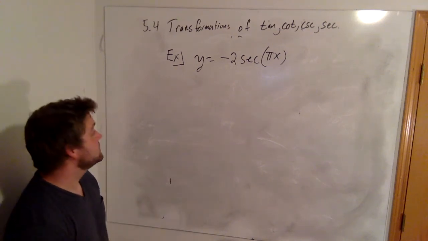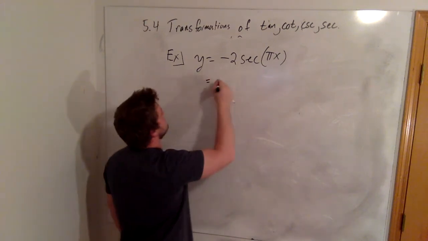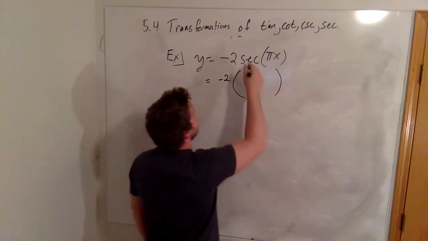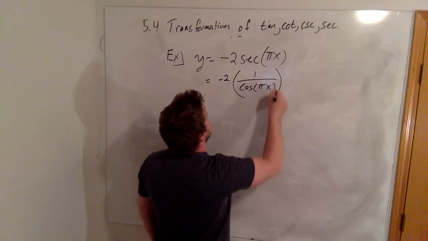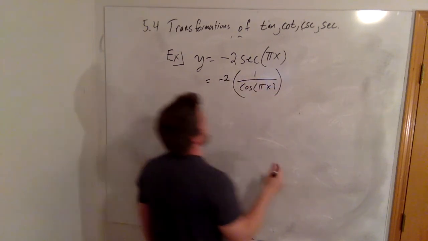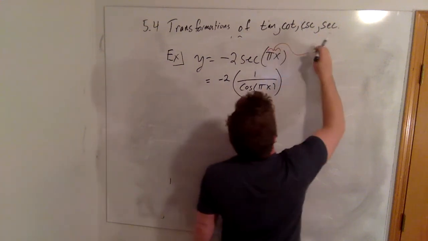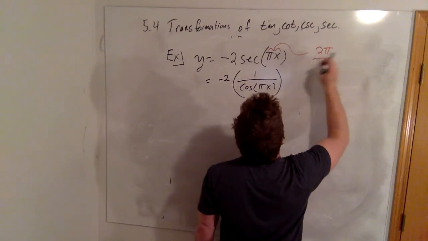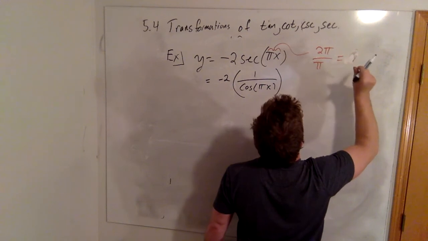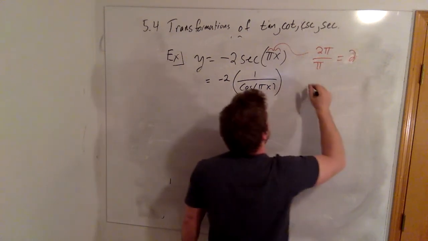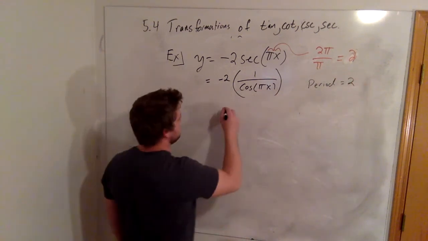Okay, let's do it. Let's first figure out the period. The way I'm going to think about this graph is, -2 times secant, and secant is 1 over cosine, so 1 over cosine of pi x. So I'm going to think about the graph of cosine of pi x. Let's take note of its period. The period here will be 2 pi divided by pi, so the period is 2. So let's do it.